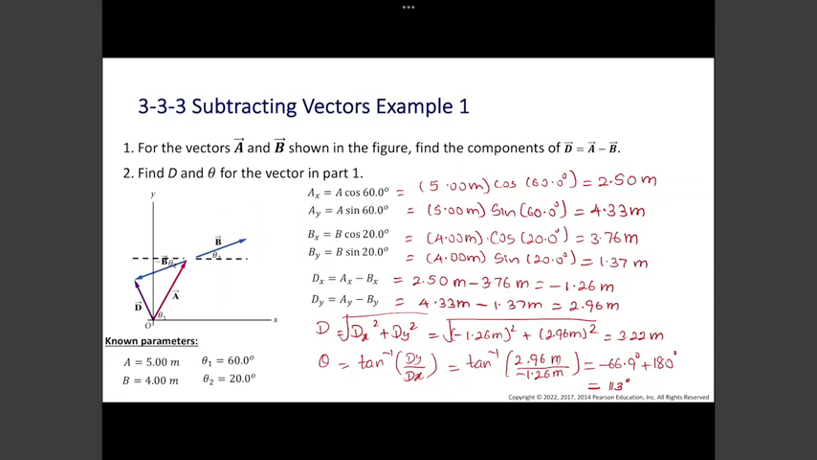So this ends our third section of chapter 3. Please be familiar with the adding and subtracting vector examples, and we will go to the next section in our next video.